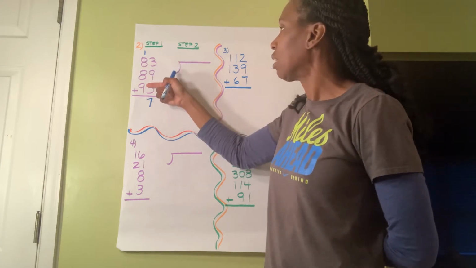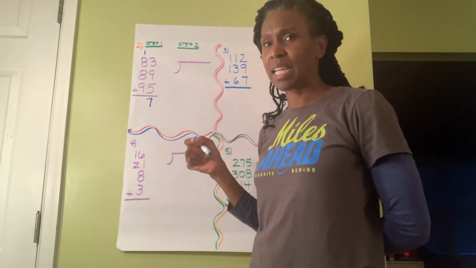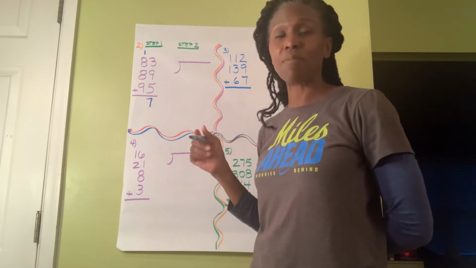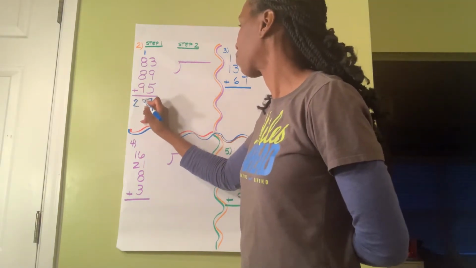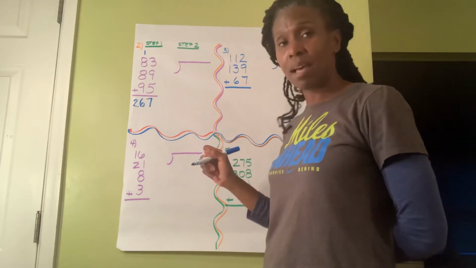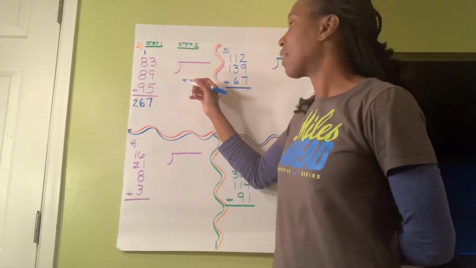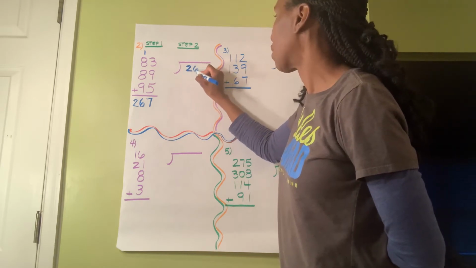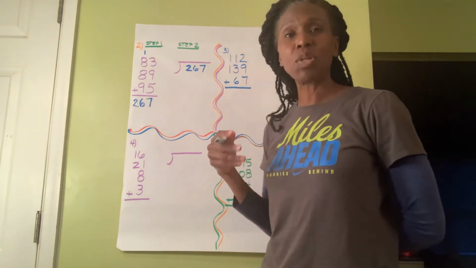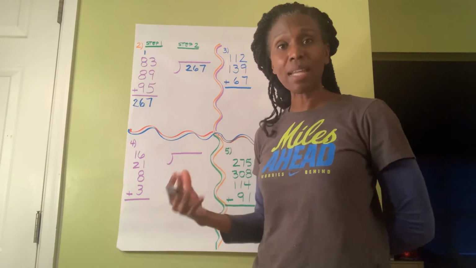So this is 10, and then 8 and 8 is 16. Well, 10 plus 16 is going to give me 26. All right, so my sum is 267. This sum is going to go inside of the house, 267. And now I'm going to divide by the number of add-ins that I had.